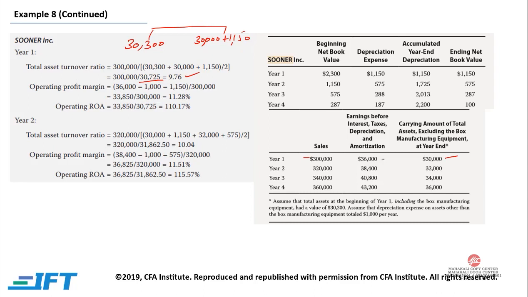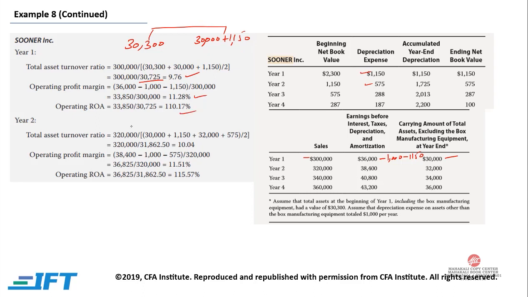We need to find out EBIT. EBIT would be 36,000 minus 1,000, that is the depreciation for other assets excluding box, minus the depreciation for box, that is 1150. So 36,000 minus 1,000 minus 1150 will give us EBIT, and divided by revenue 300,000, our operating profit margin is 11.28%. Operating return on asset is EBIT, that is 33,850, divided by average total assets, that is 30,725, and we get 110.17.